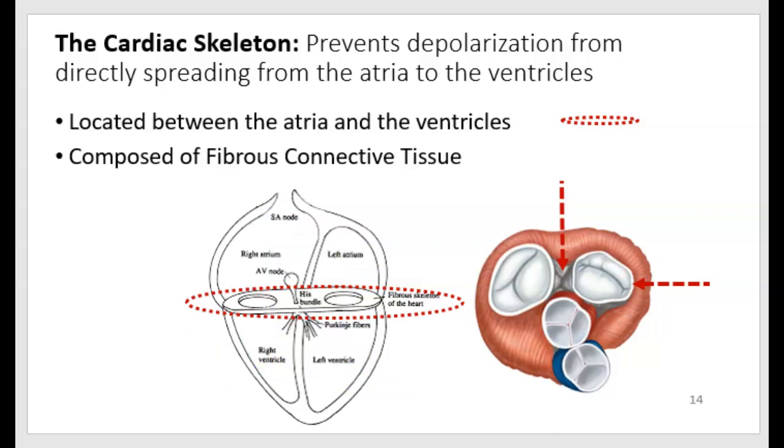Instead, we really need the excitation to follow the pathway of the intrinsic conduction system. That is SA node to AV node to the bundles and then up to the ventricles so that they are excited at the same time. Well, this feature that prevents the wrong thing from happening, the cardiac skeleton, is connective tissue that's located between the atria and the ventricles. It's just fibrous connective tissue that doesn't conduct excitation, and it helps ensure the sequence of contraction.